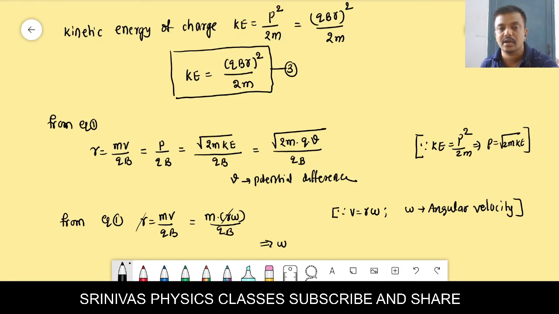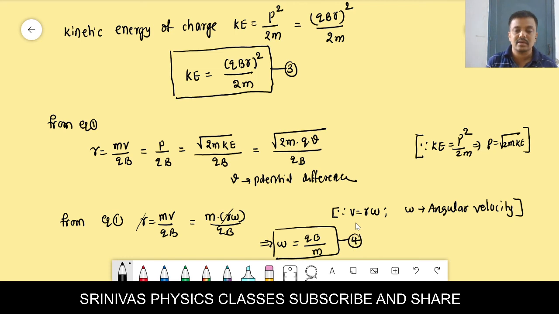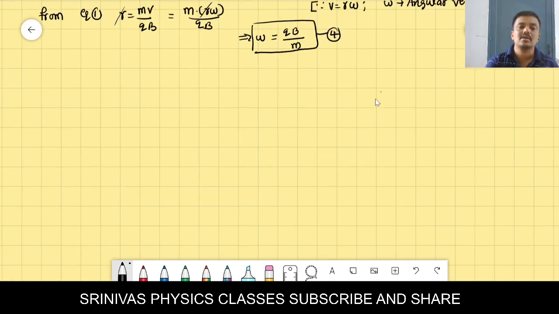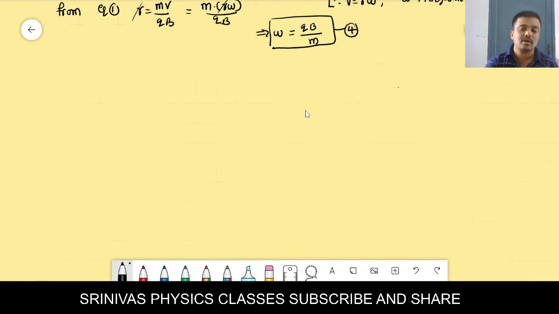what will you get from the above formula for omega, can anyone tell? Omega is equal to qB by m. Is it correct? Yes or no? Yes. This is equation 4 we can consider. Right, like this there are so many formulas we can derive. These are all formulas useful to solve problems. They will never ask to derive it. They will give only problems based on this.